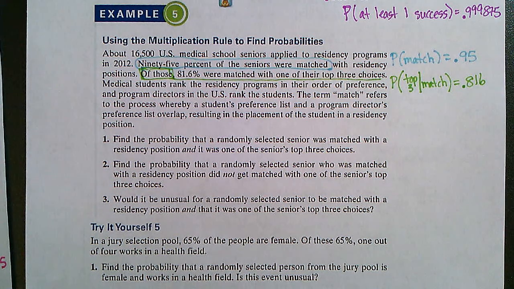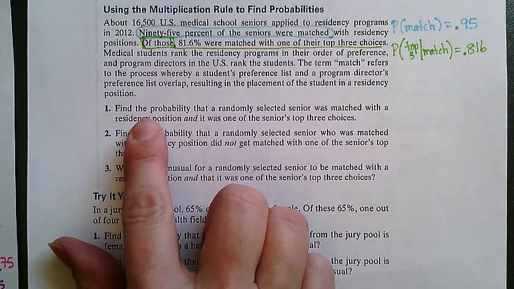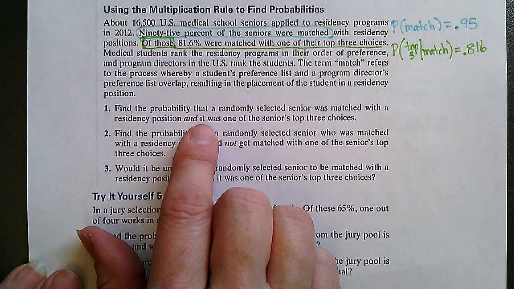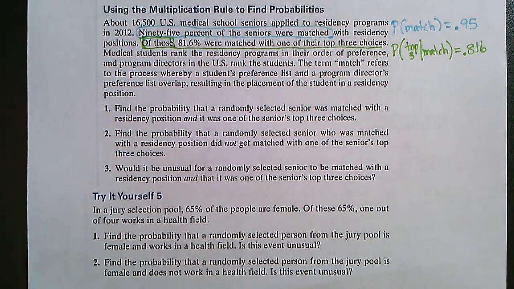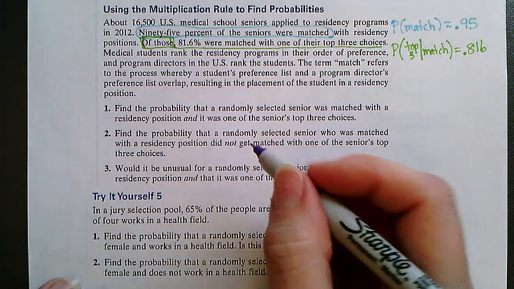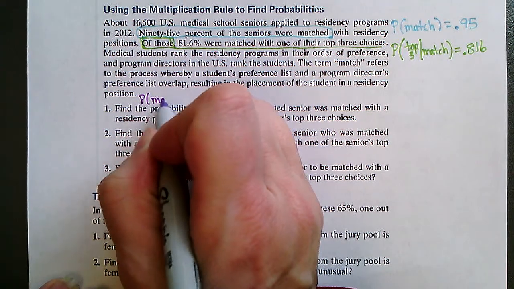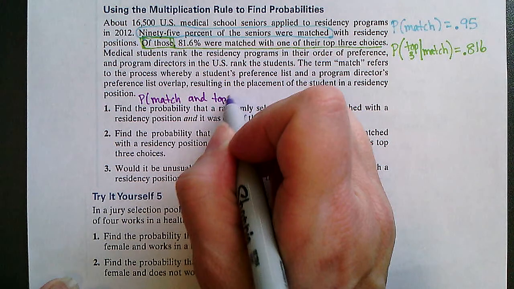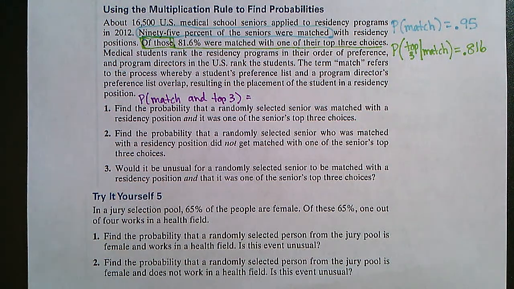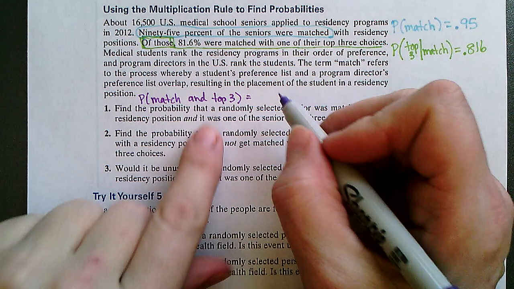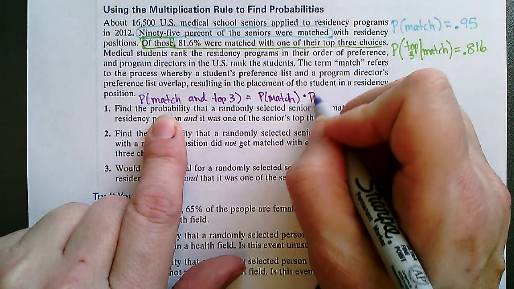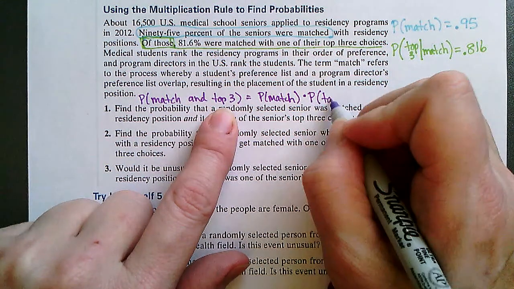Okay, so let's answer some of these questions. Find the probability a randomly selected senior was matched with a residency position and it was one of the senior's top 3 choices. So we're looking at the probability that they match and it was a top 3. Based on our multiplication rule, that's going to be the probability that we get a match times the probability that it's a top 3 given that we got a match.